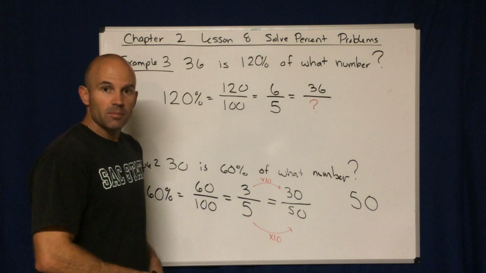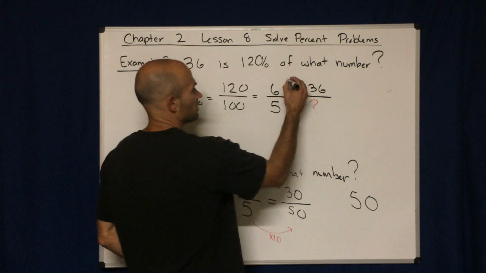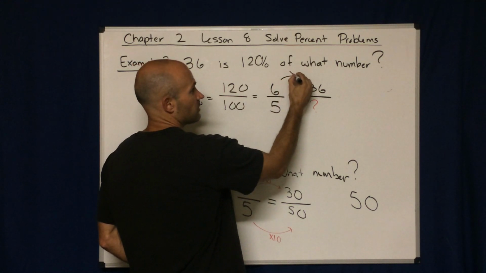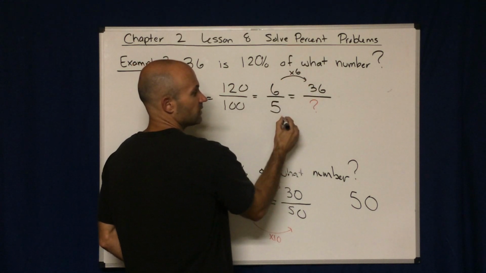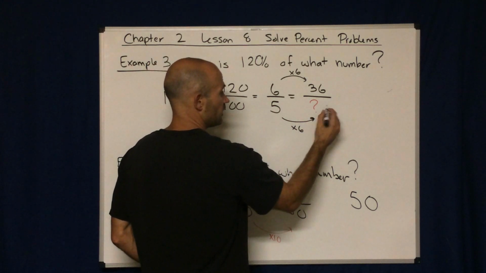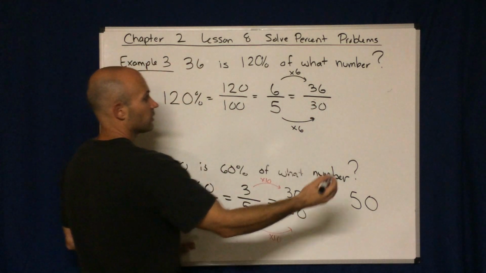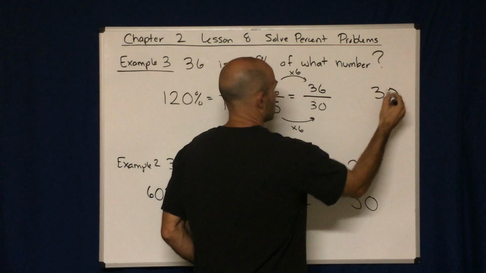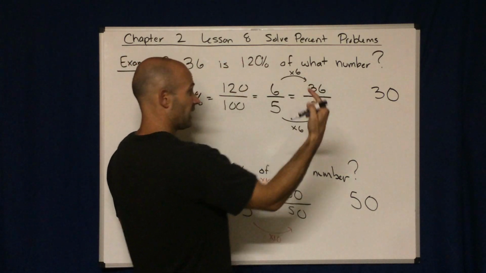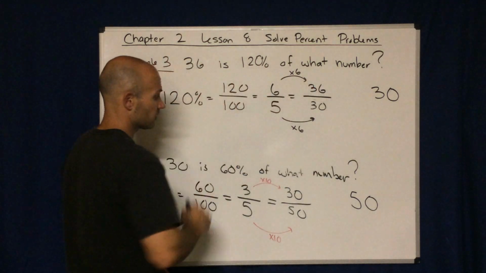So we see that we're at the same position as we were in both example 1 and example 2. I just need to figure out what I need to multiply my numerator by. 6 times 6 will give me 36. I do the same thing to the denominator. 5 times 6 is 30. So my final answer is 30. 36 is 120% of 30. In other words, 120% of 30 is 36.